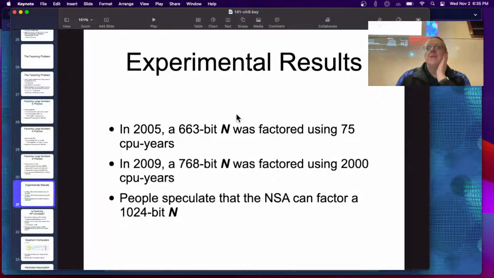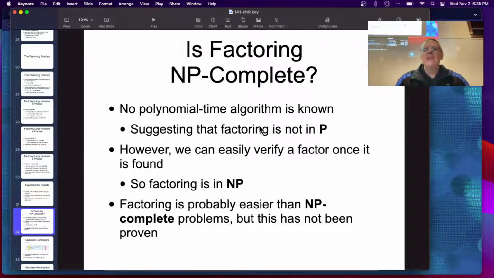So here are the experimental results. In 2005, a 663-bit n was factored, and in 2009, a 768-bit n was factored. That's been like 12, 13 years ago. So people imagine that a highly powered adversary like the NSA can probably crack a 1024-bit key right now. We don't know that, but we aren't that far from it. So therefore, people think 1024 is probably not secure if your adversary is a nation state with the kind of power to do that.